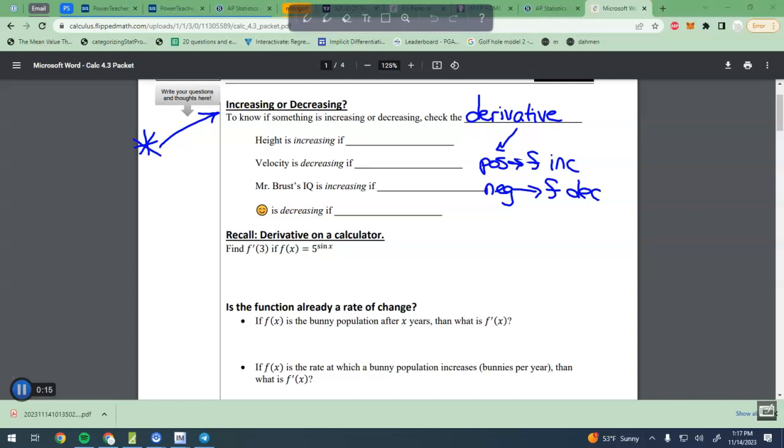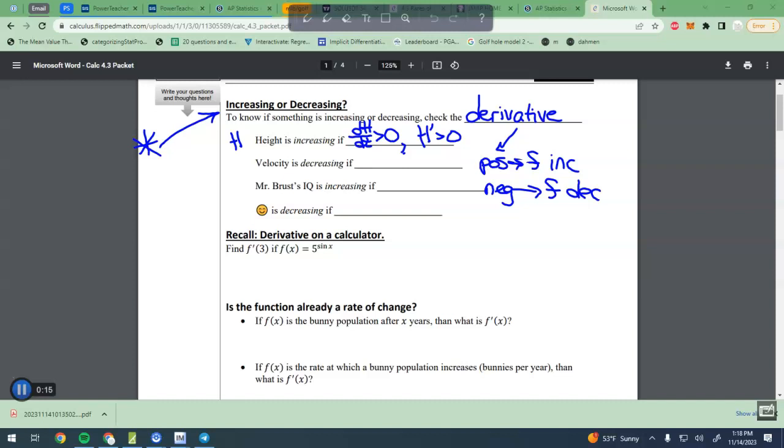Very common question is whether something is increasing or decreasing at this time. Height is increasing, so let's call the variable capital H. If dh/dt is greater than 0, or if you wanted to say h prime is greater than 0, height is increasing. So remember, derivative is slope. So if the slope of something is positive, is that increasing or decreasing? That's increasing, right? That's all this is.